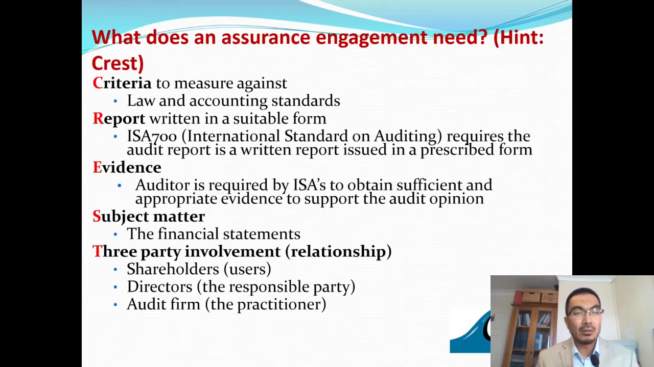And the subject matter, we mentioned that the financial statements and the three-party relationships. Then we mentioned that the users and the shareholders we're talking about, directors being the responsible party who prepare the financial statements, and the audit firm is a practitioner. And I hope you remember that slide.